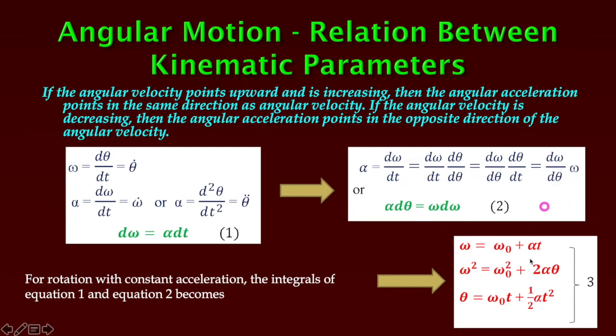From these equations, we can also get the theta value: theta equals omega naught t plus half alpha t square. All these relations we also get for linear motion: the velocity v equals u plus ft, v square equals u square plus 2fs, and s equals ut plus half ft square. So these relations are analogous to linear motion.